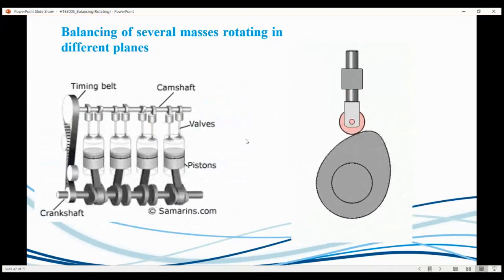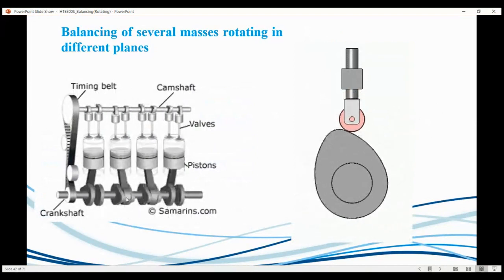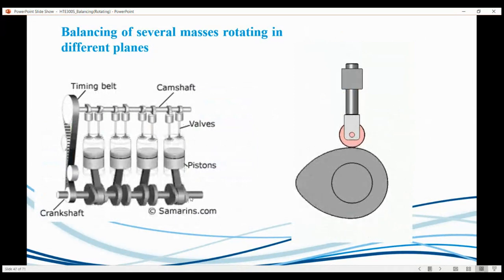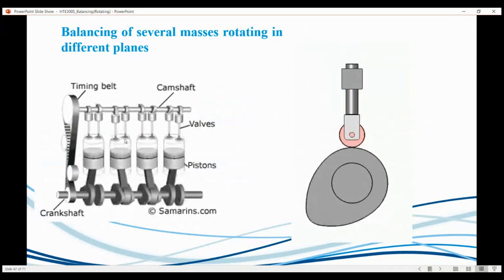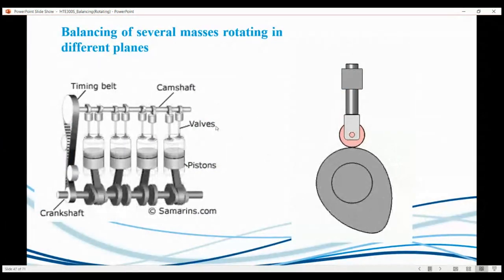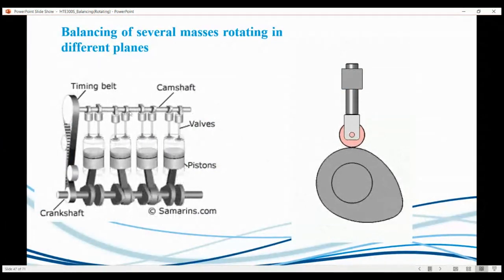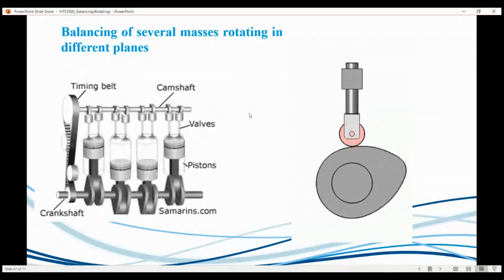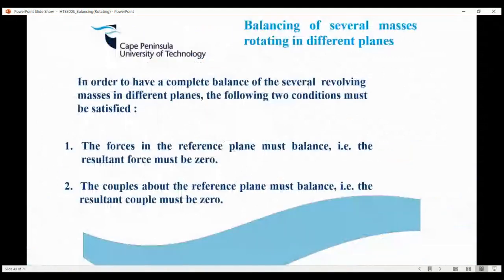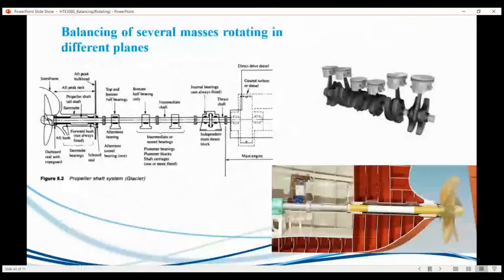Also, if you look at your camshaft, or even your piston, we have masses rotating in different planes. Your cams on top open and close the valves as the cam rotates up and down. This is an example of masses rotating in different planes, just to give you the context. It's important to note that there are two types of balances: the static balance, which is the MR, which must equal 0, and the couple, which is the MRL, which must equal 0.